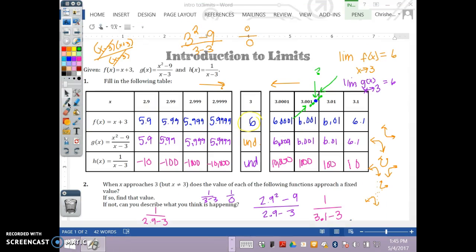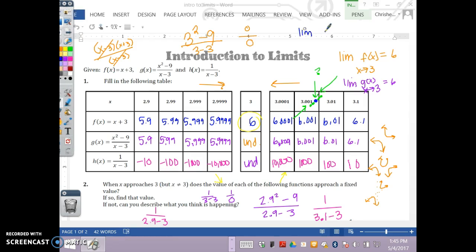So why? You're not really approaching a number. As I get closer and closer to 3, this one's going down. As I get closer and closer to 3, this one's going up. So we would write that the limit of h of x as x approaches 3 does not exist.